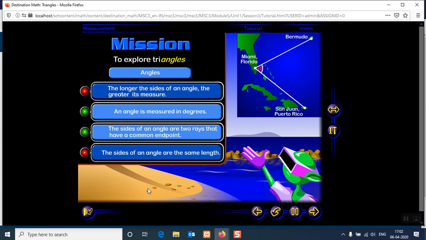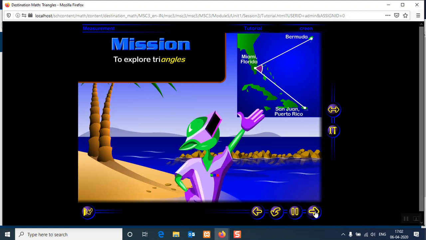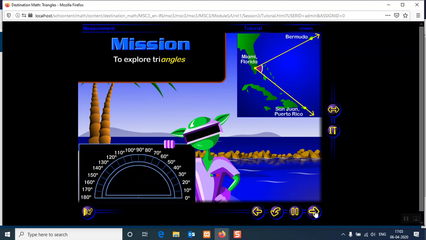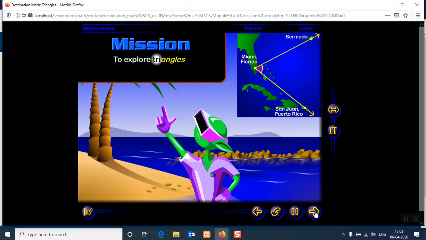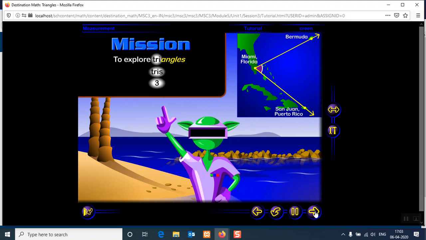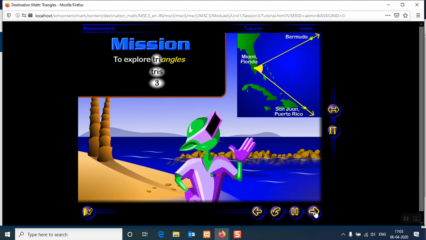Actually, these statements are true. That's correct, Dij. The sides of an angle are two segments or rays that share a common endpoint. And we also know that angles are measured in degrees. You know, Dij, this part of the word triangle comes from the Greek word trias, meaning three. So, I wonder, triangle, three angles? But we have only drawn one angle.